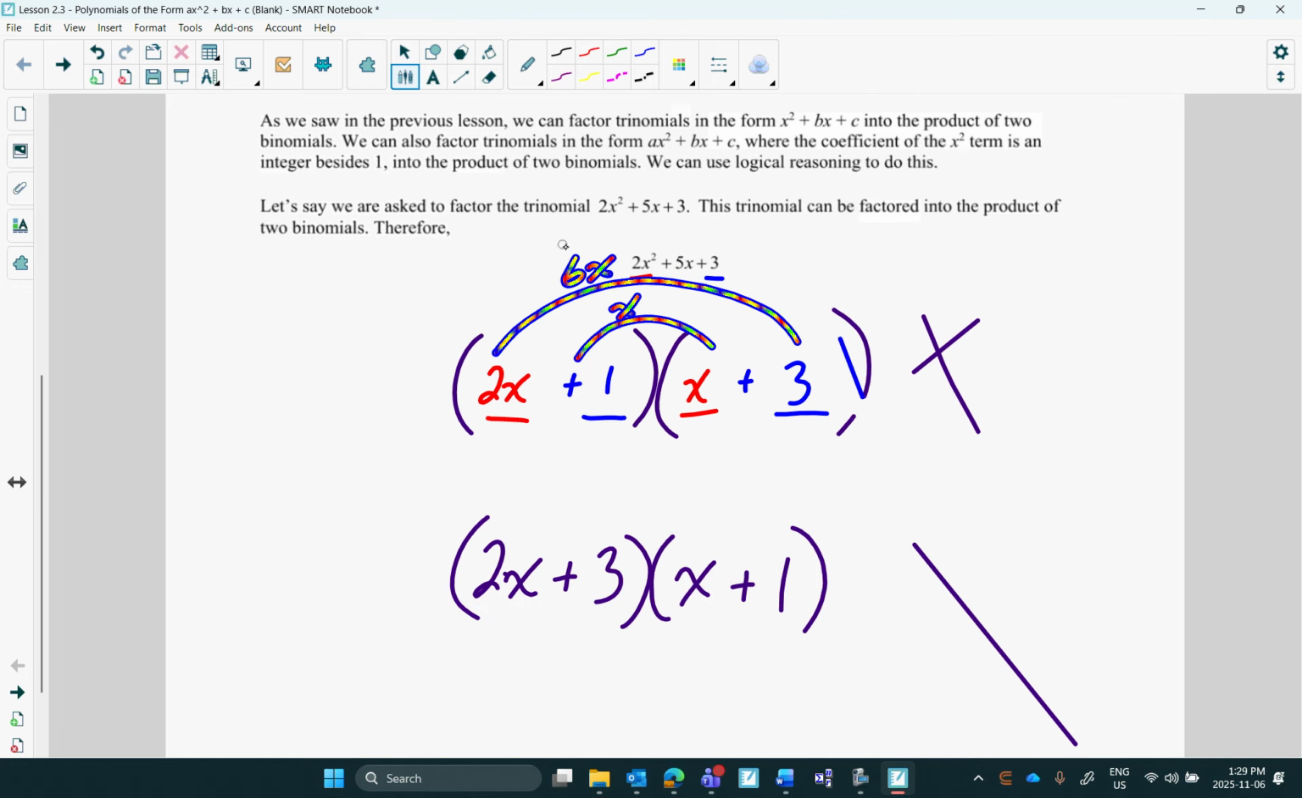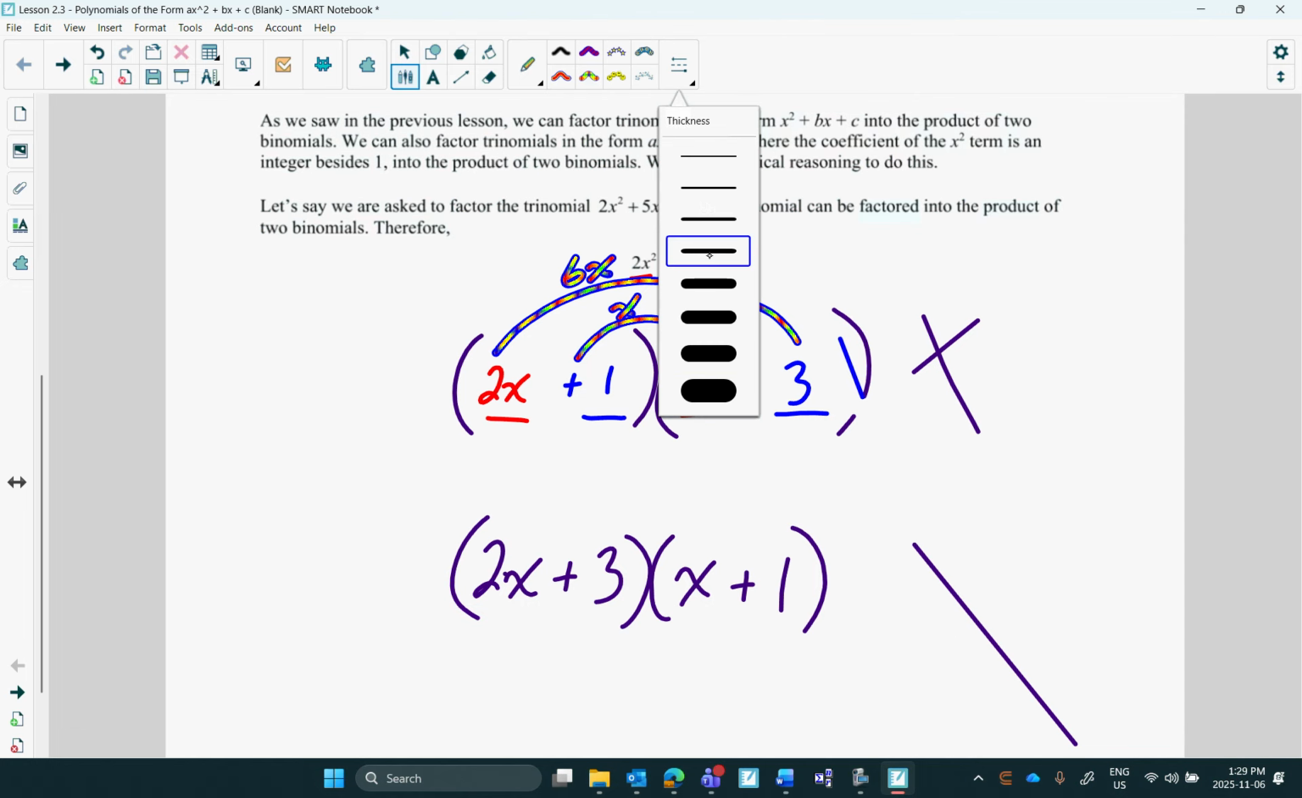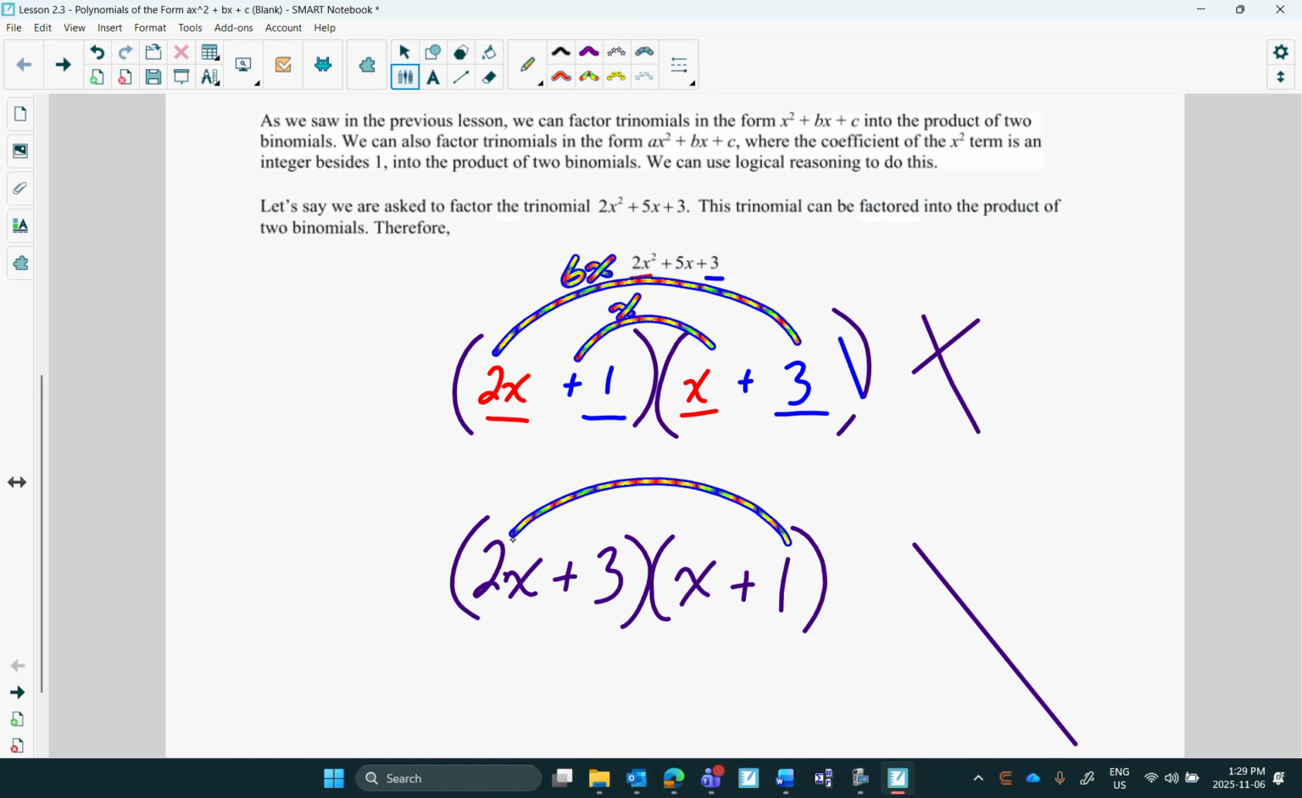So let's do this middle check. Let's rainbow the middle. 2x times 1. What's 2x times 1? 3 times x. Add those, what do you get? Boom. Found it.